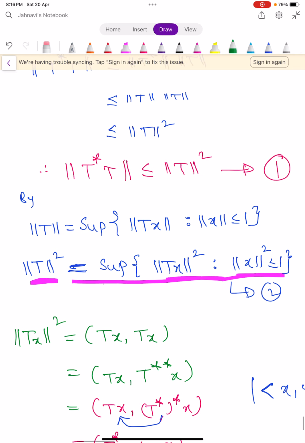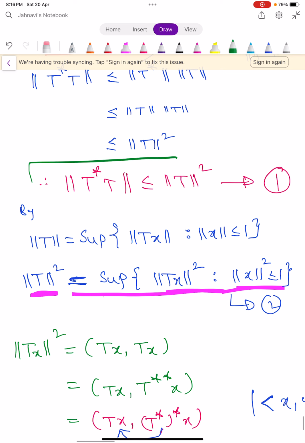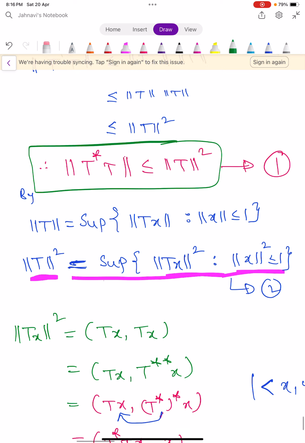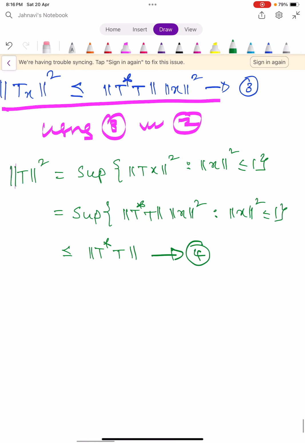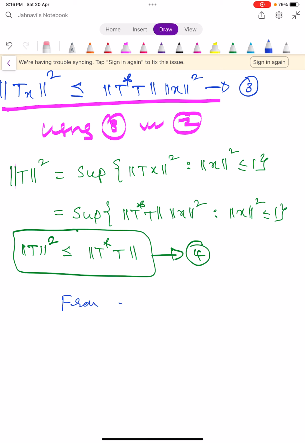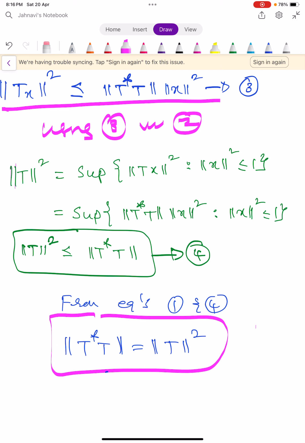Now you observe equation number 1. Norm T star T is less than or equal to norm T square. On the other side we have norm T square is less than or equal to norm T star T. So combining equations 1 and 4, we conclude that norm T star T is equal to norm T square. This completes the proof of our last property, the 6th property.